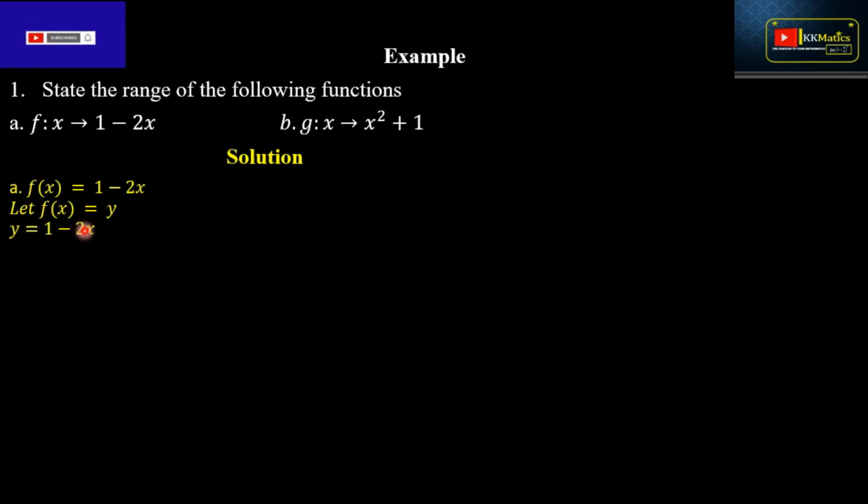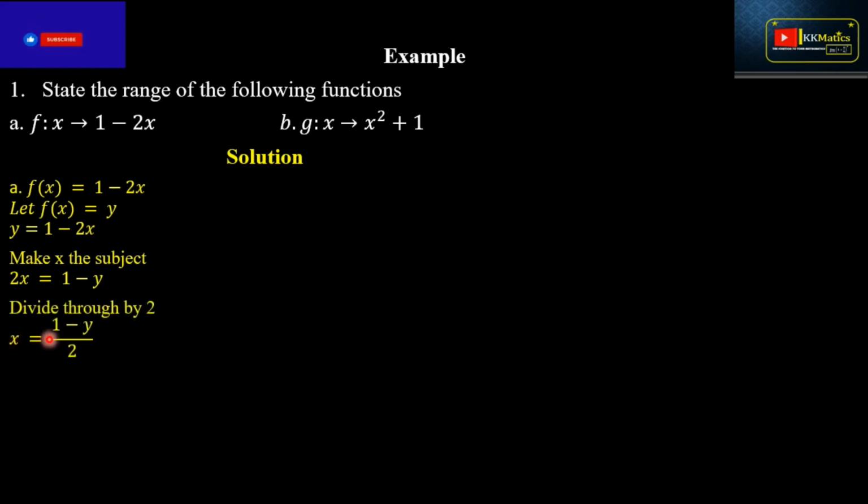So the next step for us is to make x the subject. In making x the subject, this is a trivial thing here. So we'll have 2x equal to 1 minus y, and so in making x the subject, we divide the left hand side and the right hand side by 2. By so doing, we have x equal to 1 minus y, divided by 2. And then it's important for us to note here, from what we've done, we have to conclude.